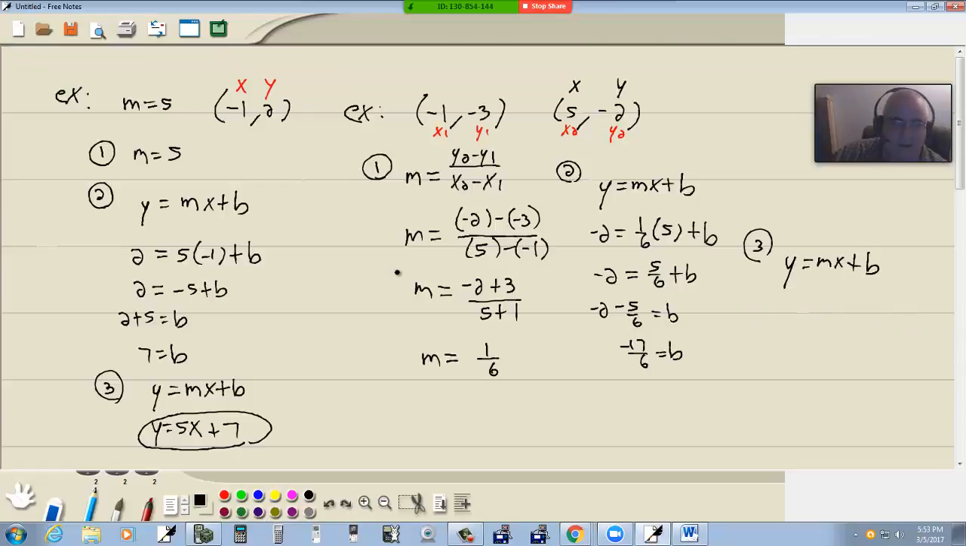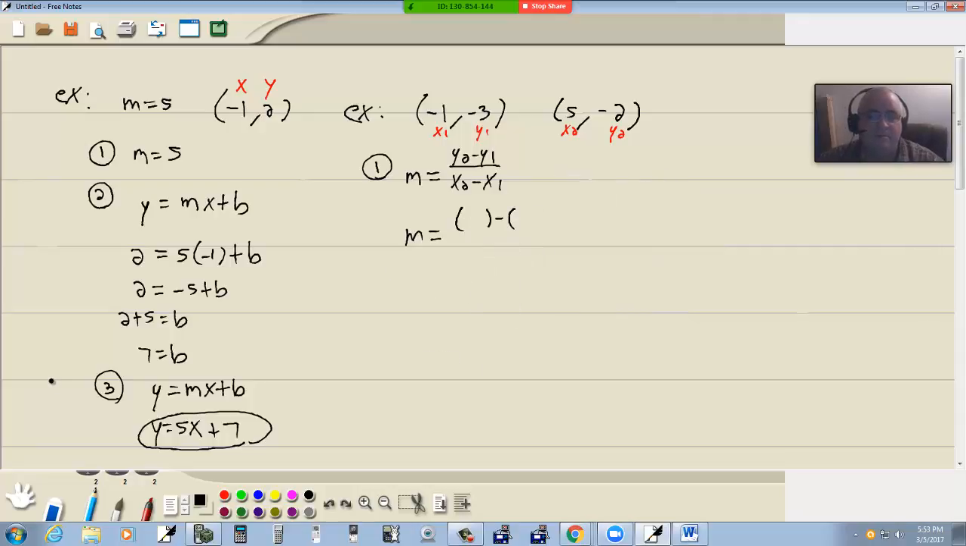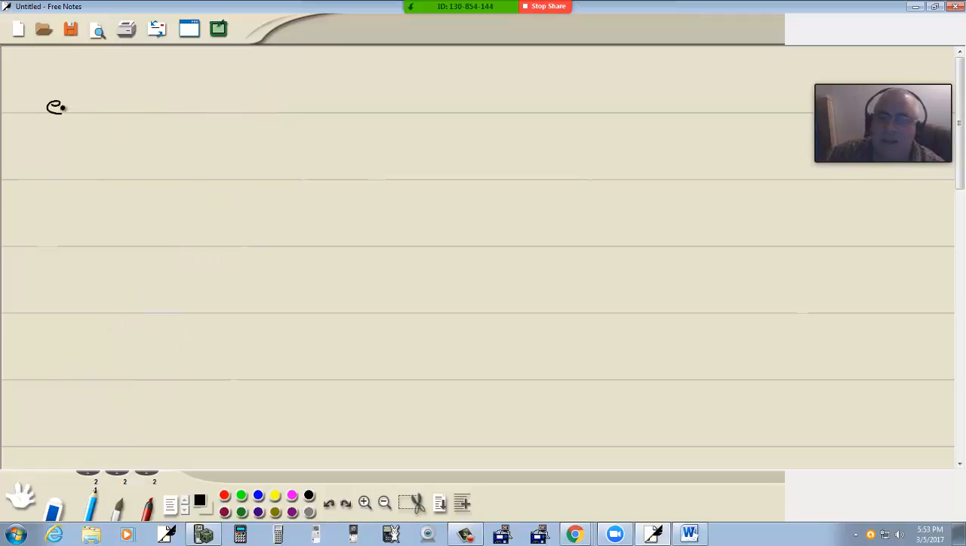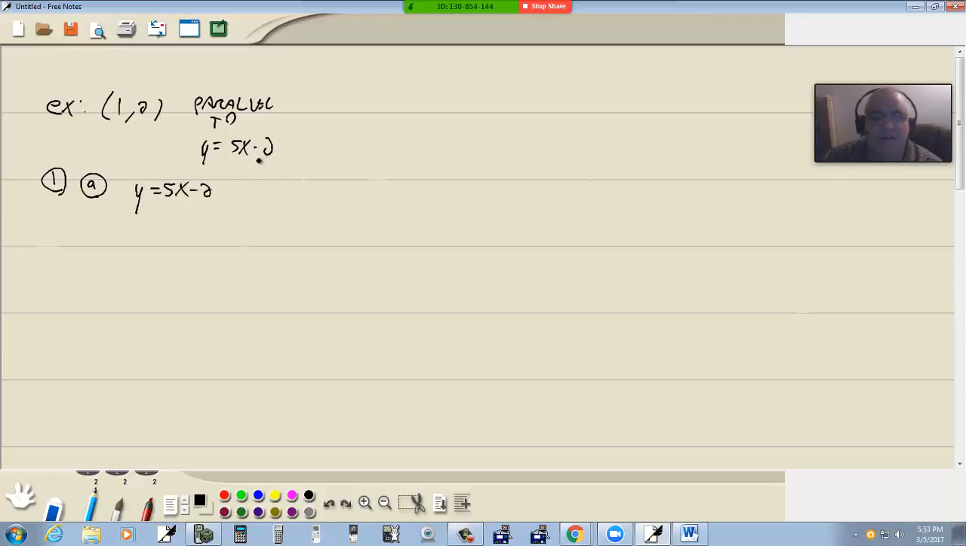Let me clear this off. So let's say I had the point 1, 2, and it's parallel to y is equal to 5x minus 2. Now step 1, we want to find m. The first substep says to write the given line in slope-intercept form. This is already in slope-intercept form. It's already solved for y. Our second substep says to identify the slope. If it's in slope-intercept form, whatever number's in front of your x is your slope. So slope is 5.